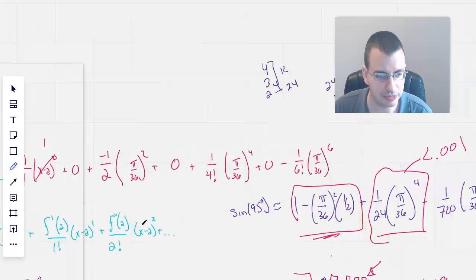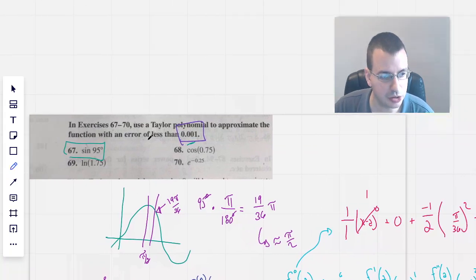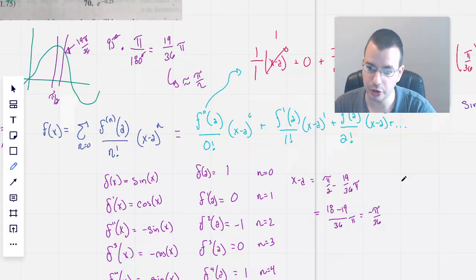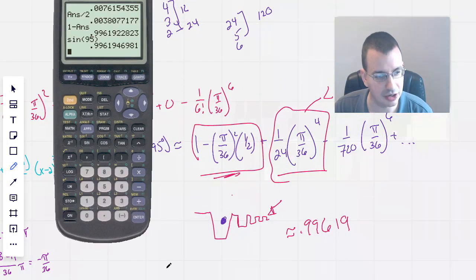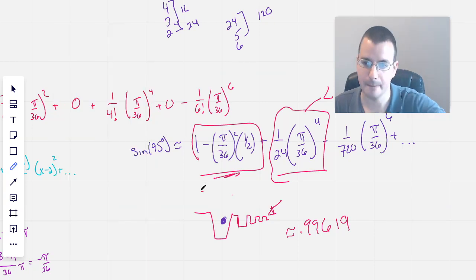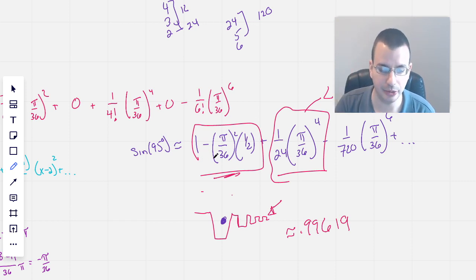So the question is, use a Taylor polynomial to approximate the function with an error less than 0.001. Taylor polynomial right here, approximation, and this, I'm actually going to look at the calculator. This top answer right here, that's our answer. The second one, that's the more close to exactly correct. And so this method is how we answer the problem. And this portion right here is the Taylor polynomial that is within 0.001.